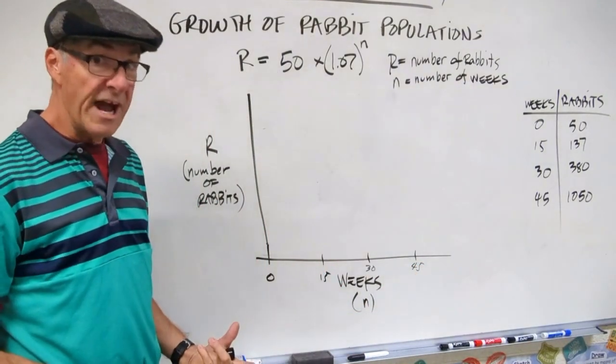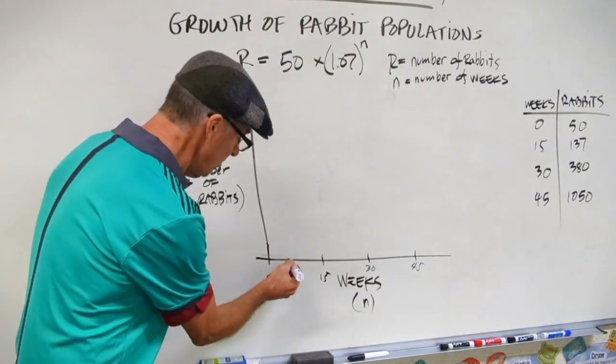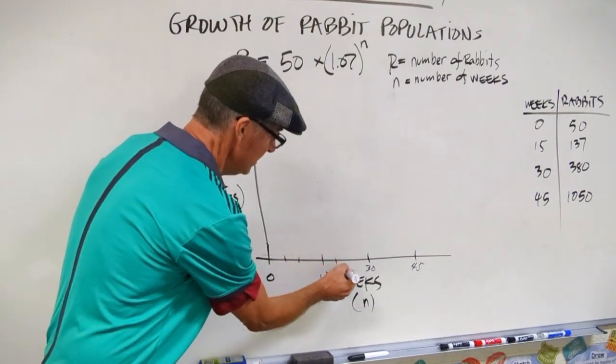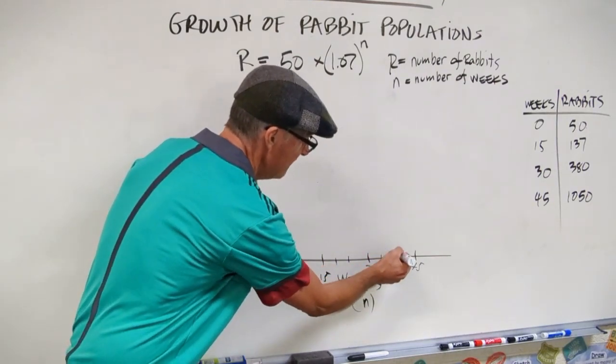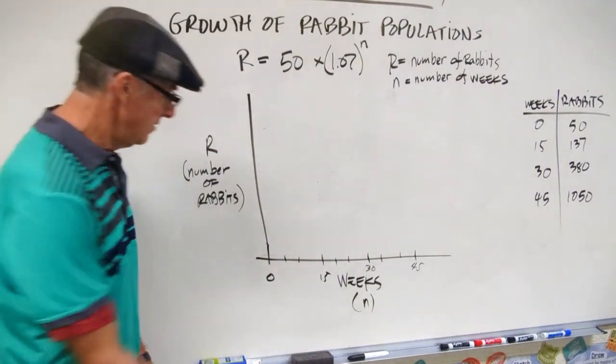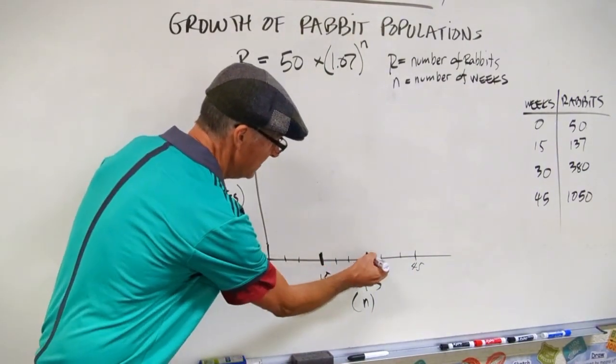I only marked what I needed. Okay, so I could go 5, 10, 15, 20, 25, 30, 35, 40. I could do that, but really all I need are these 15s. Okay?